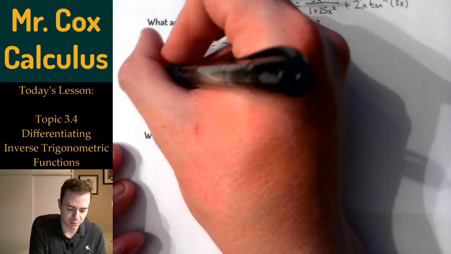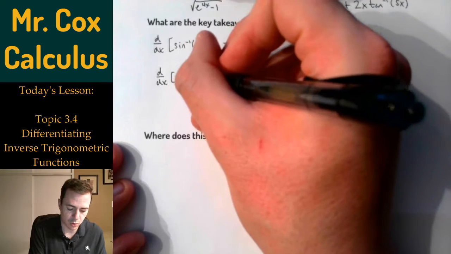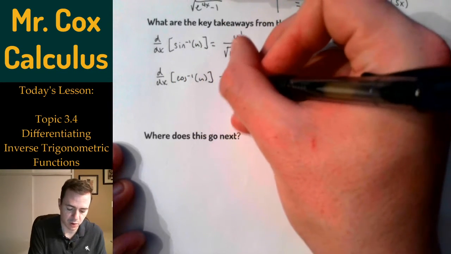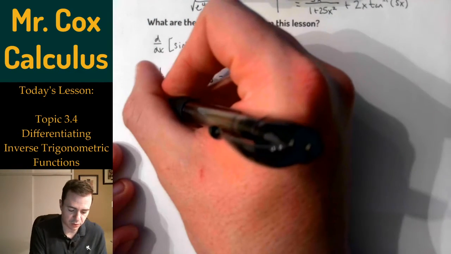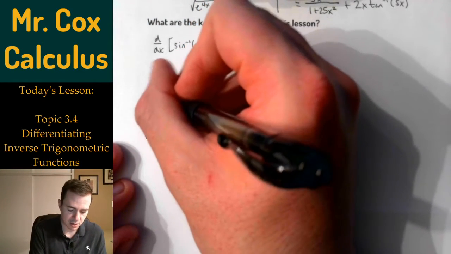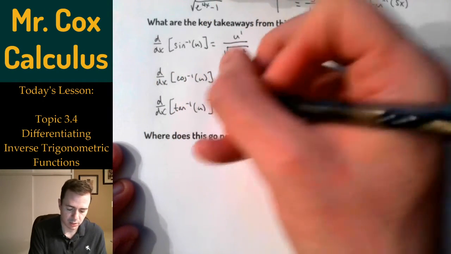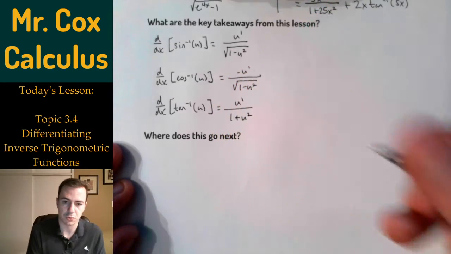If I take a look at the derivative with respect to x of inverse cosine of u, that's negative u prime over the square root of 1 minus u squared. The derivative with respect to x of inverse tangent of u is u prime over 1 plus u squared.